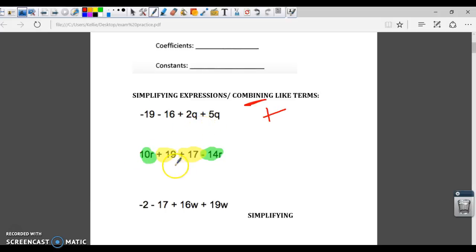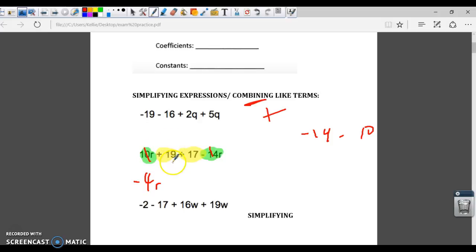What do we do when we have a positive and a negative? You've got to subtract. Keep the sign of the highest digit. The negative 14 actually is a higher digit, not number, but digit. So I'm going to make that a negative 4R. Subtracting these two, basically I'm saying negative 14 minus 10 is going to give you a negative 4R. So that means these are done.